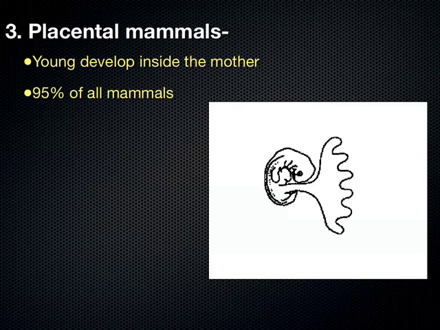And this is the vast majority of mammals are placental mammals. And placental mammal comes from the placenta, which is what? I know you guys study this in health. What does the placenta do?